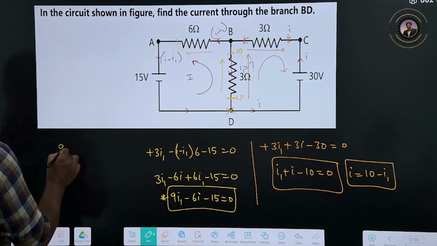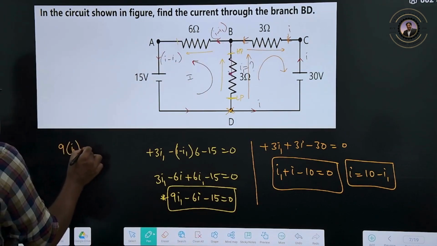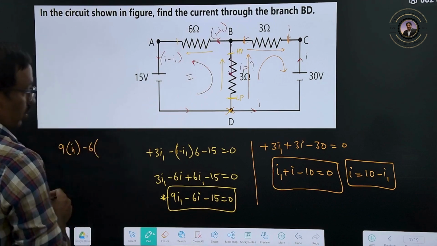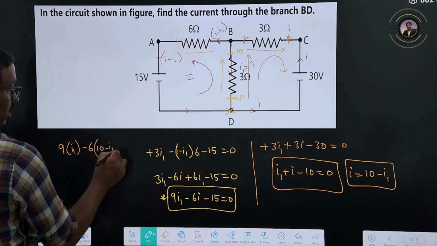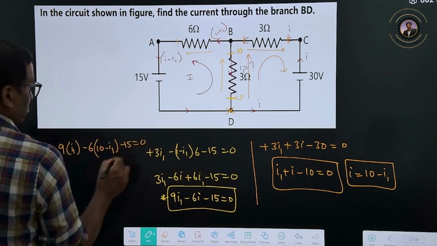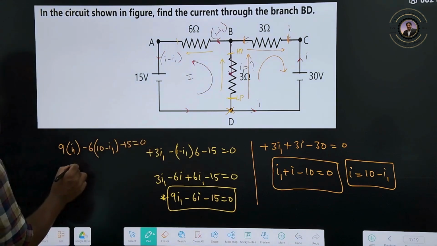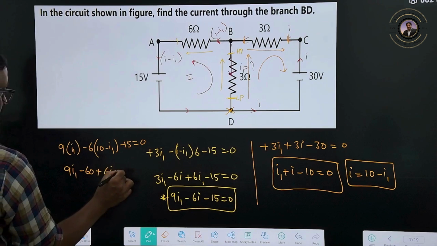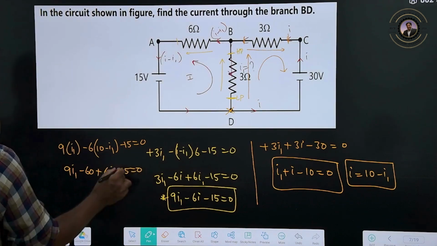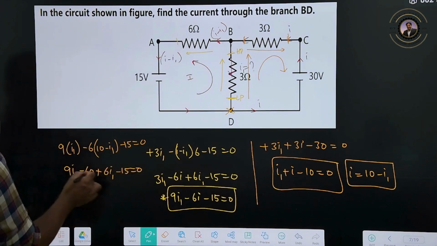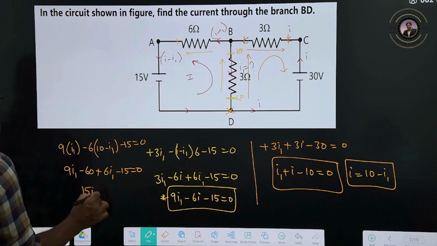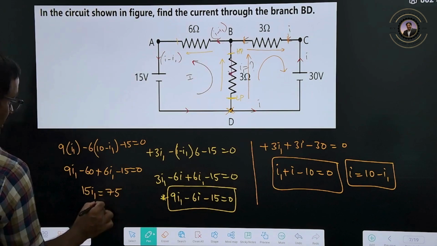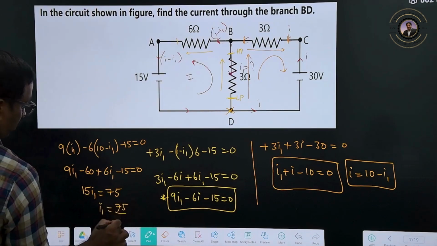So 9 I1 minus 6 times (10 minus I1) minus 15 is equal to 0. So 9 I1 minus 60 plus 6 I1 minus 15 is equal to 0. This will be 75, so 15 I1 is equal to 75. I1 is equal to 75 by 15.